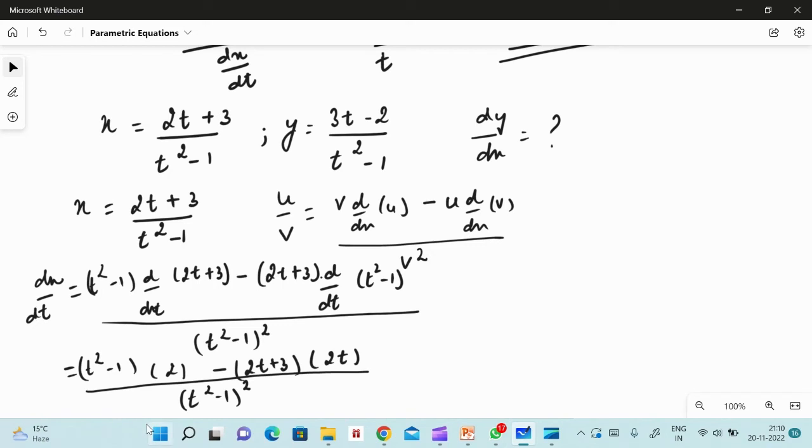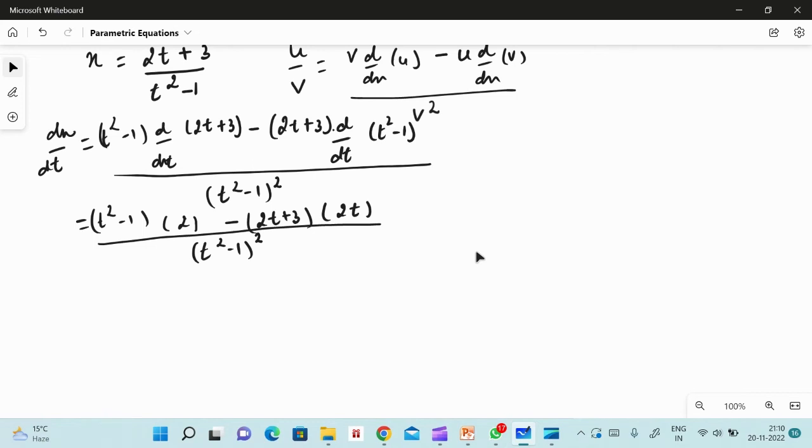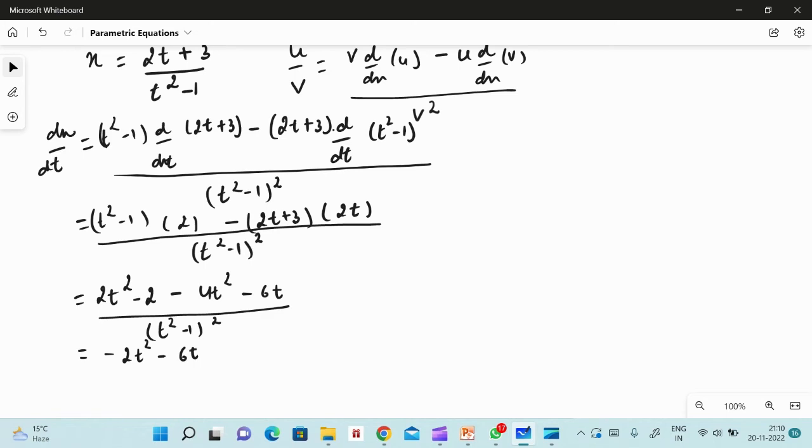Okay, so if we solve it further, I will open the brackets now and I will get 2t square minus 2 minus 4t square minus 6t divided by t square minus 1 whole square, or I will get minus 2t square minus 6t minus 2 divided by t square minus 1 whole square. Okay, so this is for x.